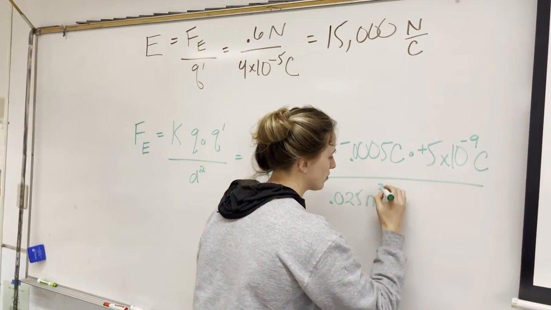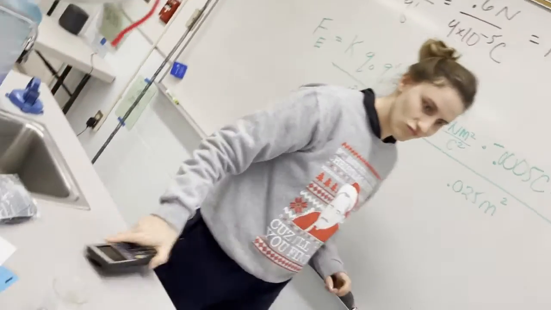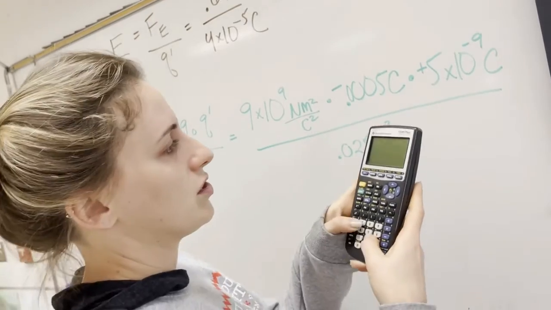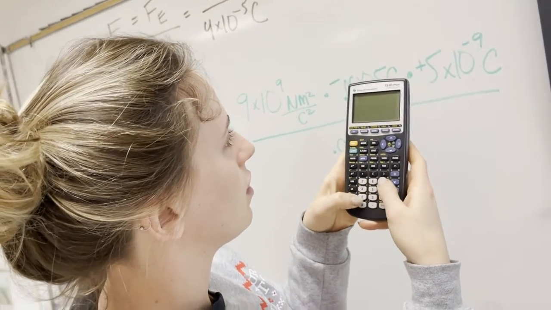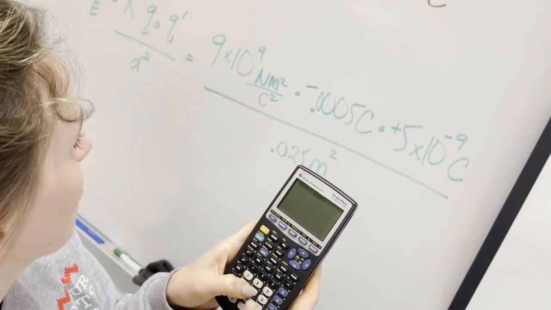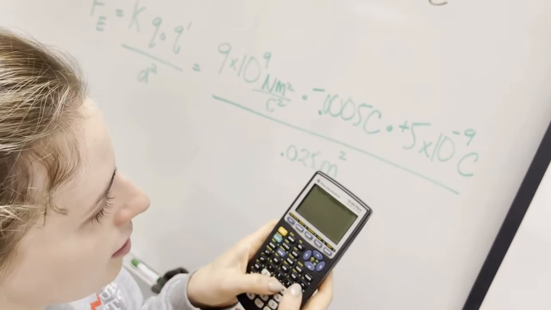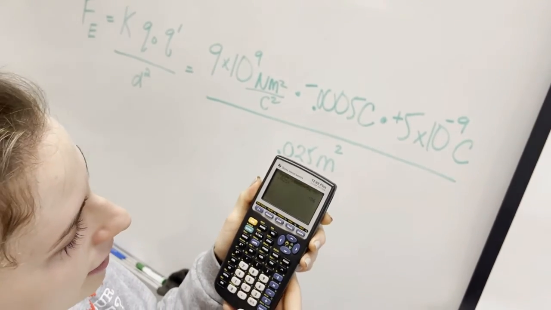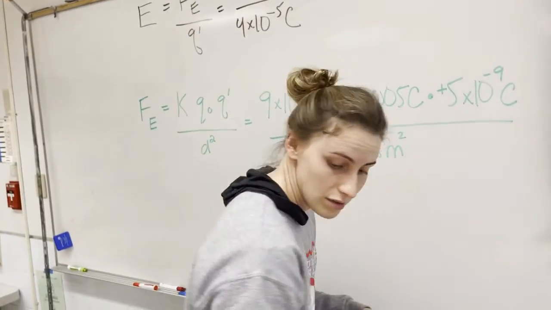0.025, and then I put meters and I square that at the bottom. Okay, so let's go ahead and plug this in. What kind of force do we have? Well, it's going to be attraction. Right? How do we know that? Negative, positive: attraction. So 9 times 10 to the 9th times a negative 0.123505 times a positive 5 times 10 to the negative 9th, and I'm dividing that all by 0.025 squared, right? Looks good to me. And I get negative 36 newtons.